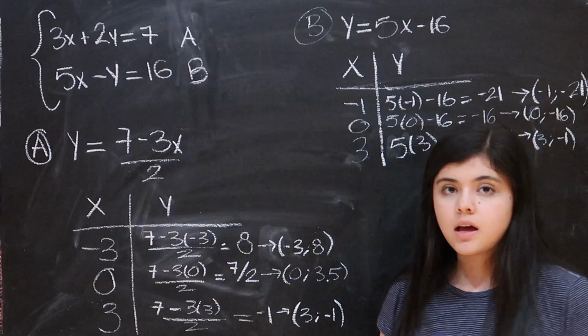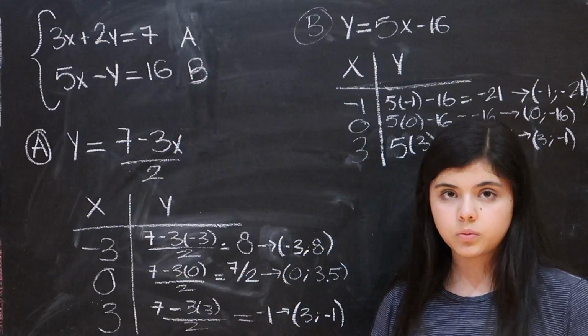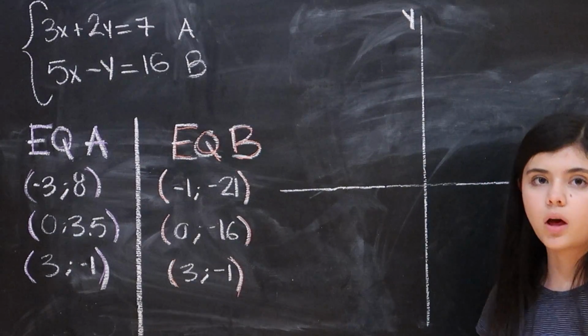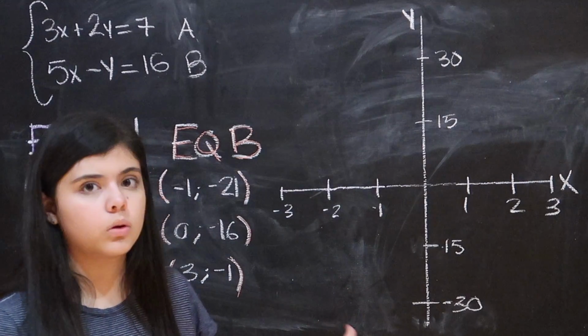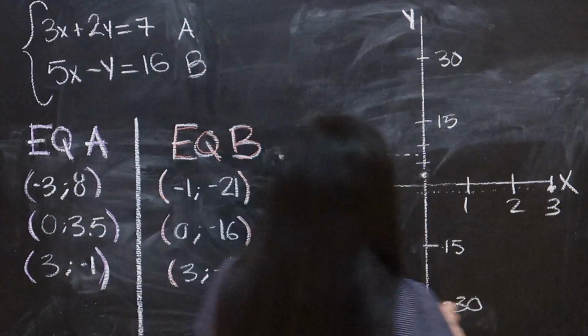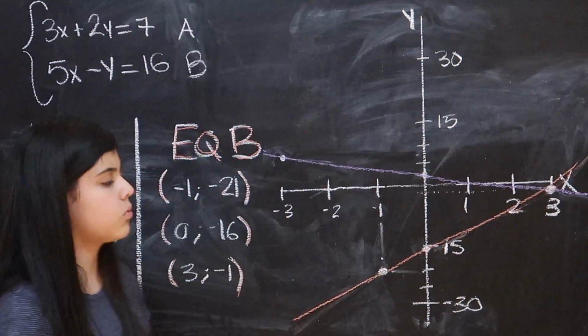For this case, I'm going to rewrite the coordinates in order to have more space on the chalkboard. Since the results on the y-axis are much bigger, I'm going to be using a wider scale. Now that we have our scale well defined, we're going to identify these coordinates in the graph. This is how the equations look once graphed.